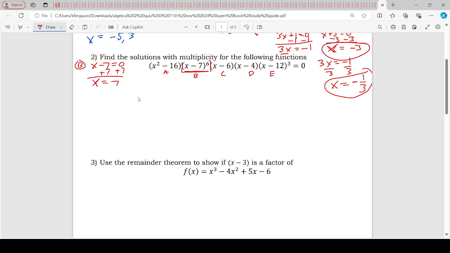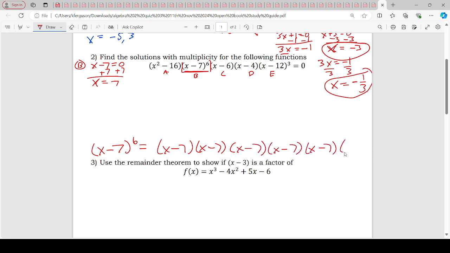Now we talk about the multiplicity. How many times does it appear in this equation? Now, where did you get that from? It's to the 6th power. So what does that mean? It means that x minus 7 to the 6th power is x minus 7 times x minus 7 times x minus 7 times x minus 7 times x minus 7, and so on. If I wrote this problem out totally, there'd be 6 of those.